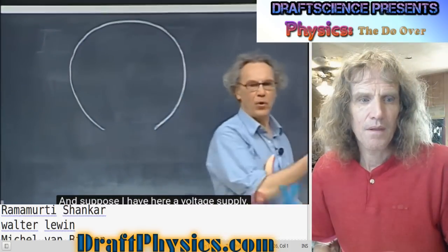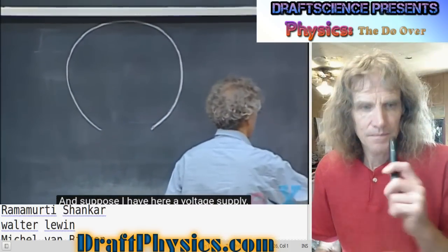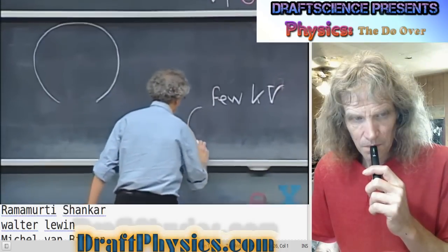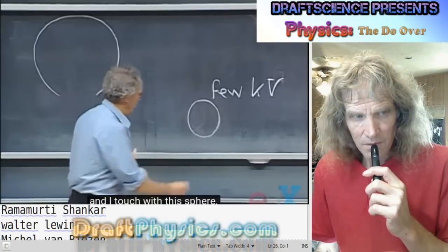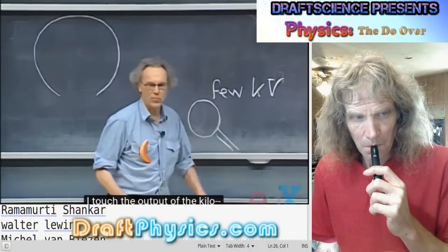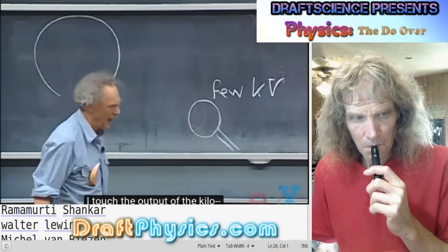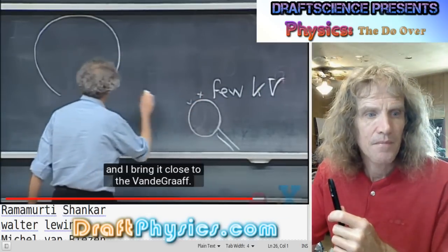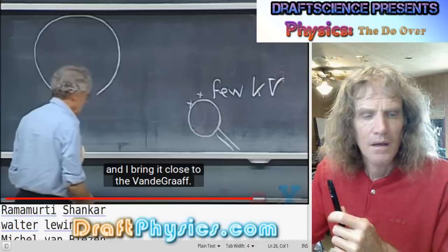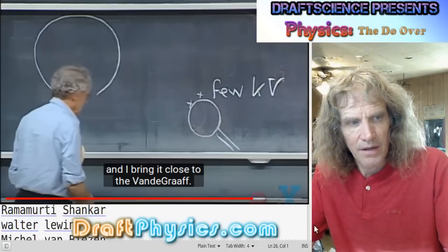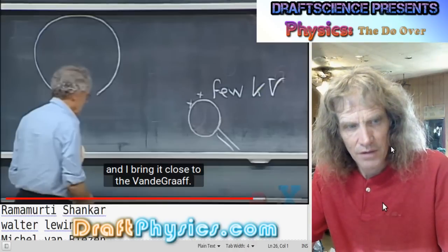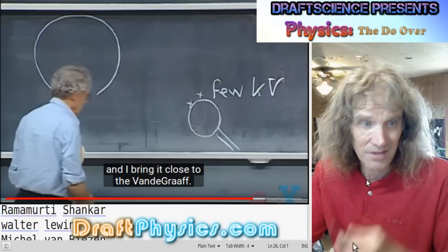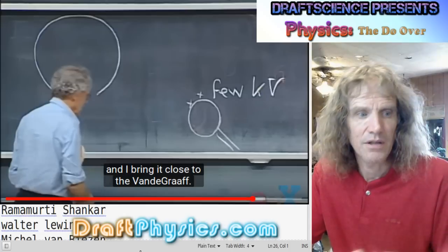And suppose I have here a voltage supply with a few kilovolts. I can buy that. And I have a sphere, and I touch with this sphere, with an insulating rod, I touch the output of the few kilovolt supply, and I bring this, so there's positive charge on here, say, and I bring it close to the Van de Graaff. So I don't think you need this sphere thing. You just need another conductor that has charge on it, and then you touch the two together to place the charge on it. So he's just saying the small thing puts charge on the big thing.